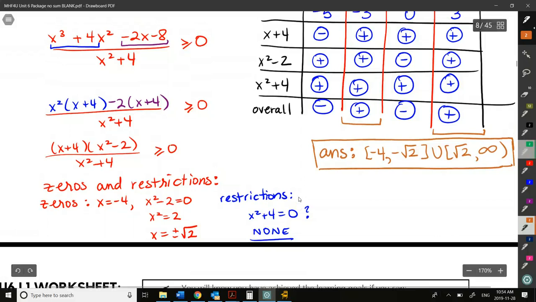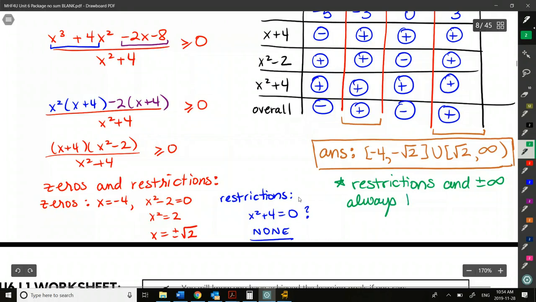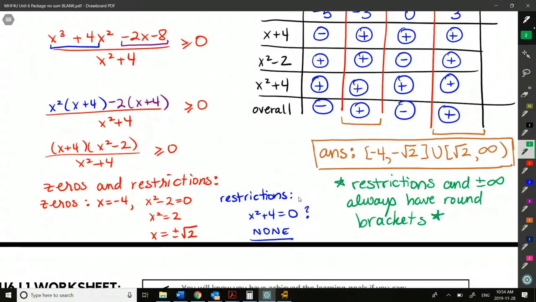Okay, make yourself a little note. Restrictions will never be included in your set. Restrictions must always have round brackets, as well as positive and negative infinity. Okay, so only zeros could potentially have square brackets, and the only time that zeros will have square brackets on them is if we have a greater than or equal to 0 or a less than or equal to 0. If it's just a greater than 0 or a less than 0, everything will have round brackets.